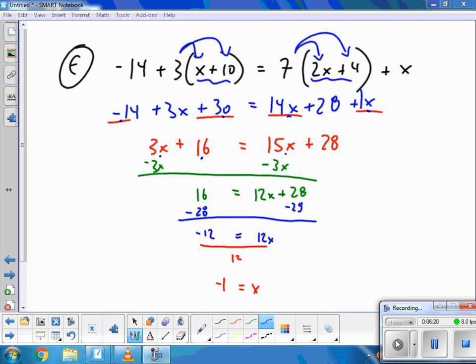And I had 3x's and 15x's, so I decided to subtract 13 from both sides. And then something interesting about this is when it came down to this guy right here, when I divided both sides by 12, negative 12 divided by 12 is going to be negative 1. So my answer is negative 1.